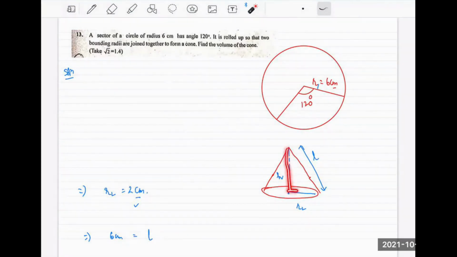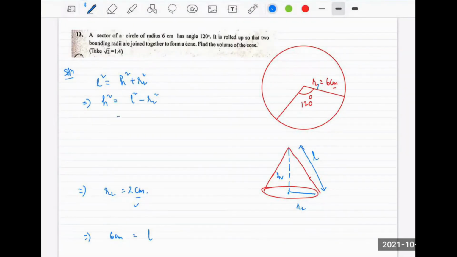Look, this is a right angle triangle. What will be the relationship between L, H, and R2? This is the hypotenuse, isn't it? So use Pythagoras theorem. We will have L square is equal to H square plus R2 square. We know this and this. We want to find out the H. So we will have H square is equal to L square minus R2 square.